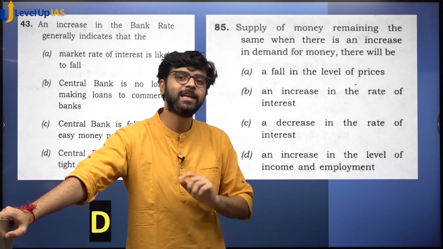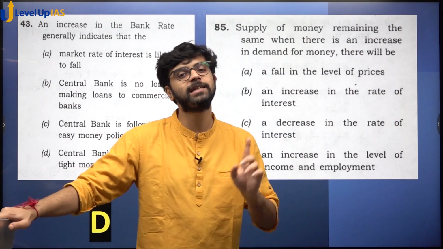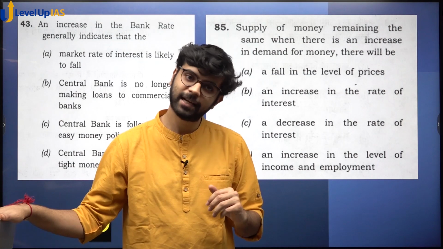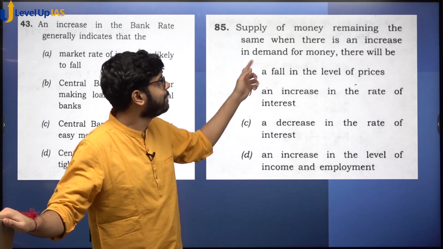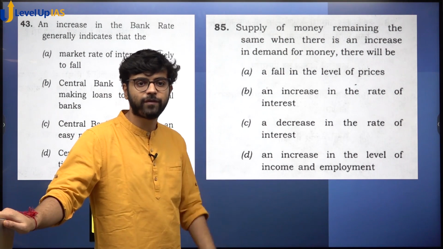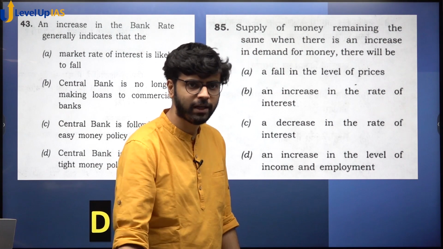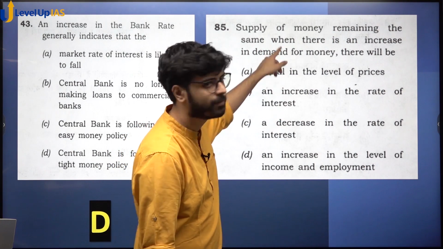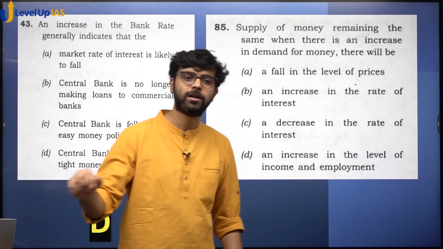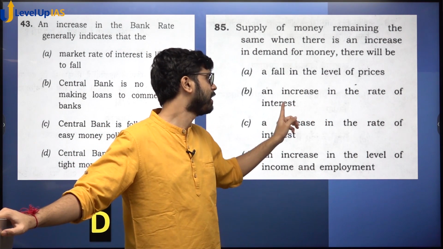What is the price of money? Interest. I always say this dialogue, price of money is interest. When you take money from a bank, what is the price you are paying? Interest. So when supply remains the same and demand for money increases, there will be an increase in the rate of interest. Yes or no? Now tell me, when government borrows a lot of money, because supply is the same and government is borrowing, demand is increasing, what is it called? Crowding out. It is called crowding out. Increase in the interest rate. Okay?